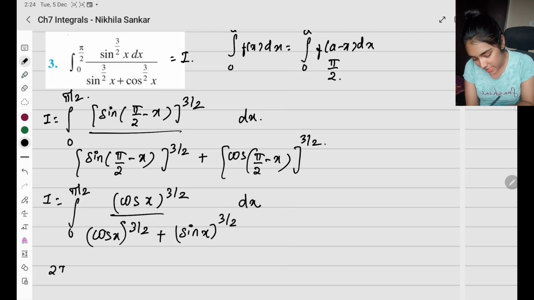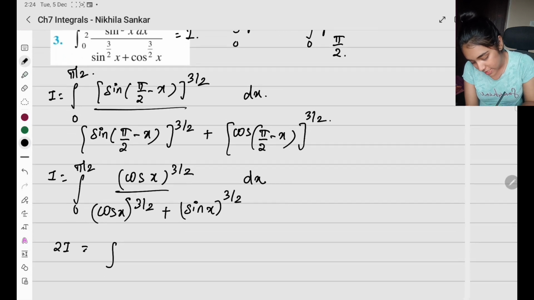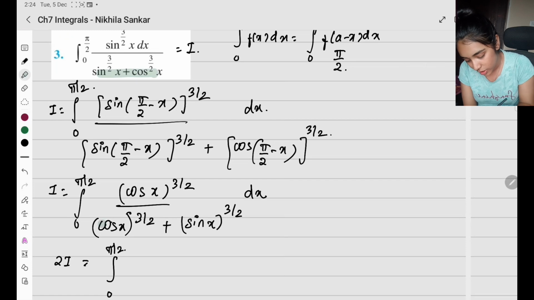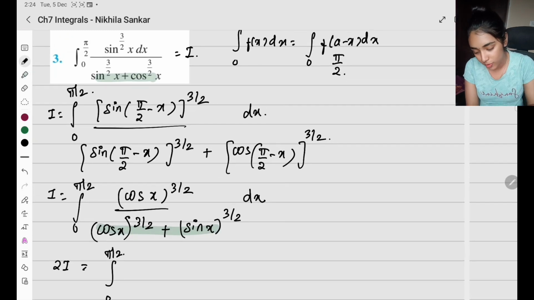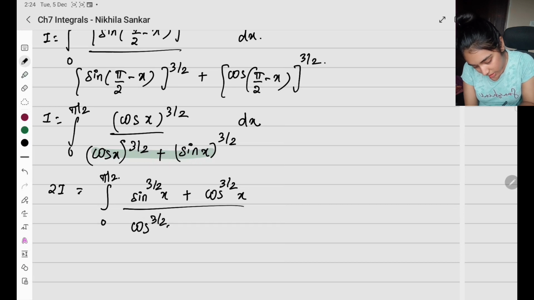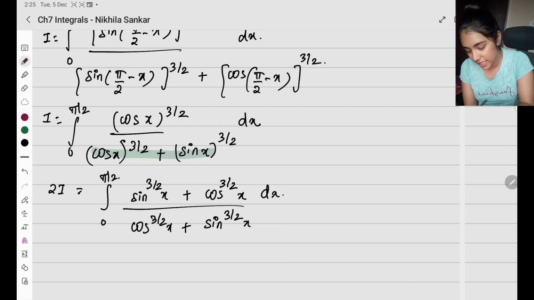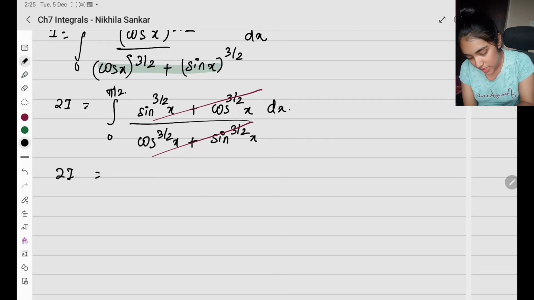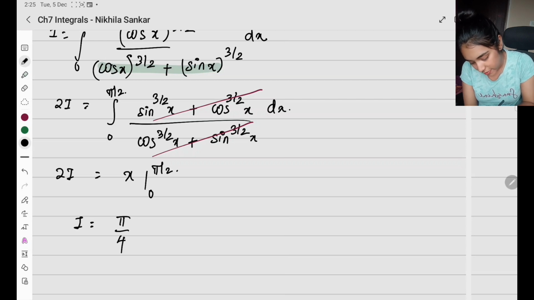When I add the two i's, I have 2i equals integral of 0 to pi by 2. In the numerator, since the denominators are equal, here the denominator is one and here also the denominator is one, I can add the numerators. I have sin to the power 3 by 2 x plus cos to the power 3 by 2 x divided by, what is there below? Cos to the power 3 by 2 x plus sin to the power 3 by 2 x times dx. So I can again cancel the numerator and the denominator. So I'll be left with 2i equals integral of dx, which is going to be x from 0 to pi by 2. So I equals pi by 4.